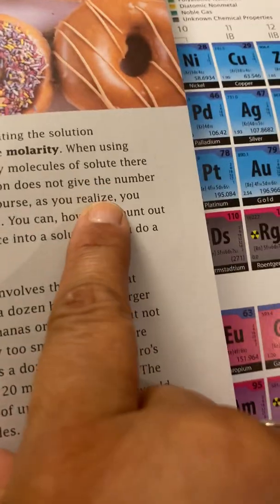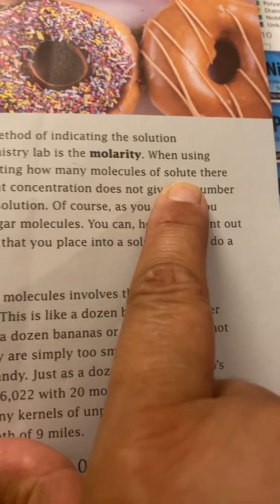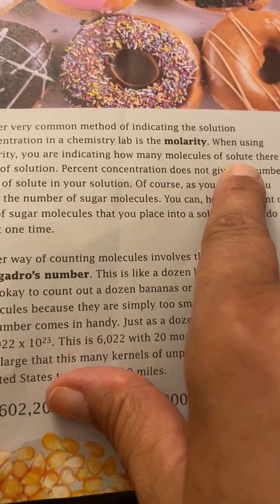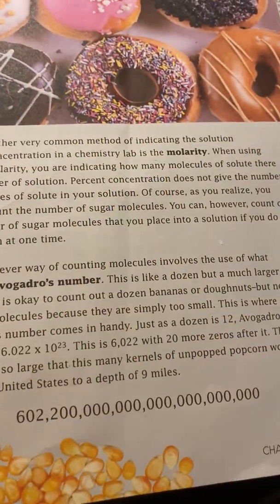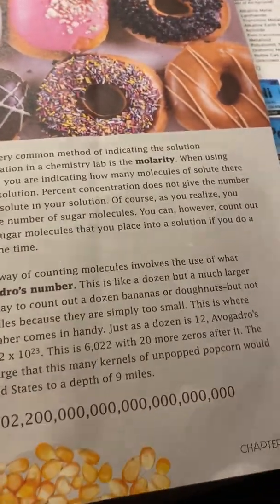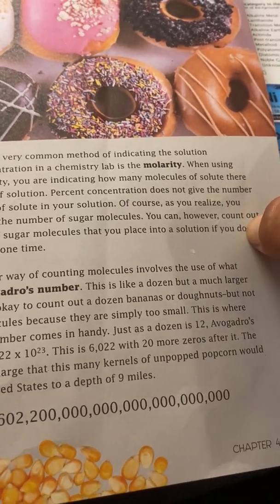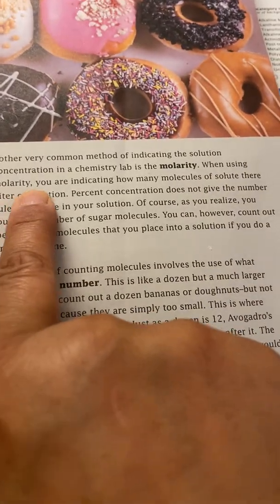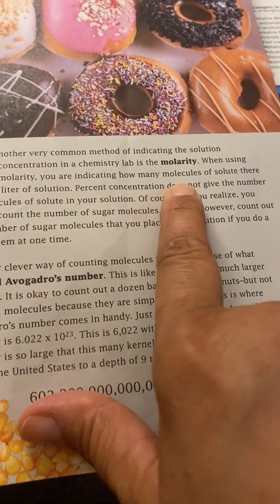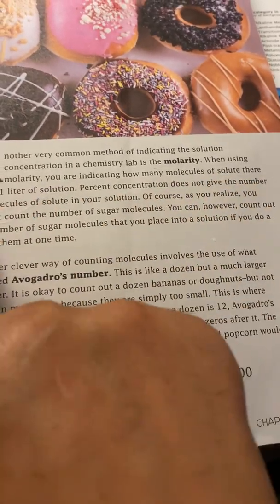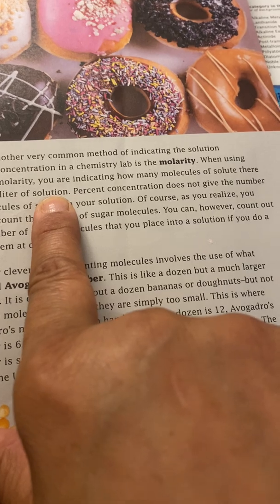NaCl. So that's the molecule for salt. That's the solute that we used making our solution yesterday. So you can write that down in your notes. Remembering what we did yesterday helps you to understand this paragraph for today. So when using molarity, you are indicating how many molecules of solute there are in 1 liter of solution.